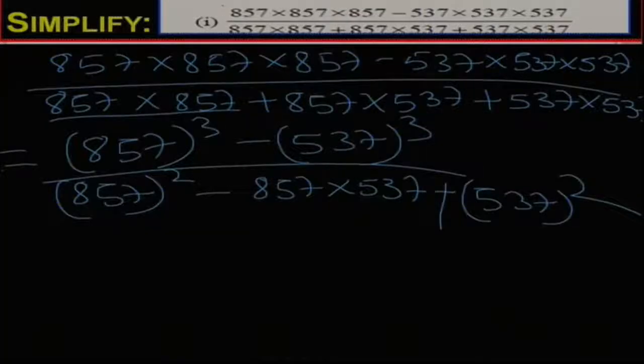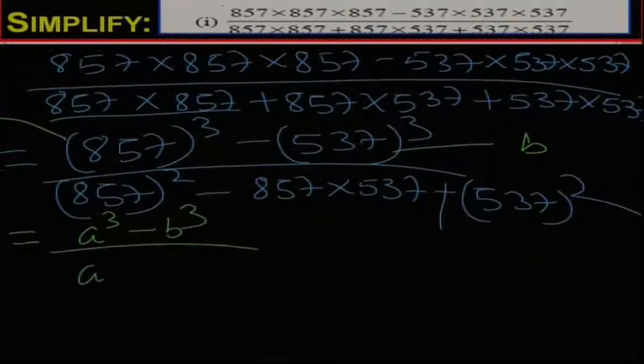Suppose dear learners, you just observe this one. Suppose 857 you take as a and 537 you take as b. What you get? You will get a cube minus b cube, divided by a square minus ab plus b square. Okay, what you will find here? Suppose simply I can write here again the formula. You will get a cube minus b cube divided by a square.